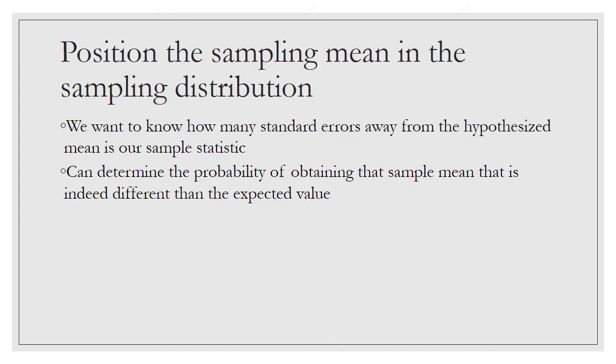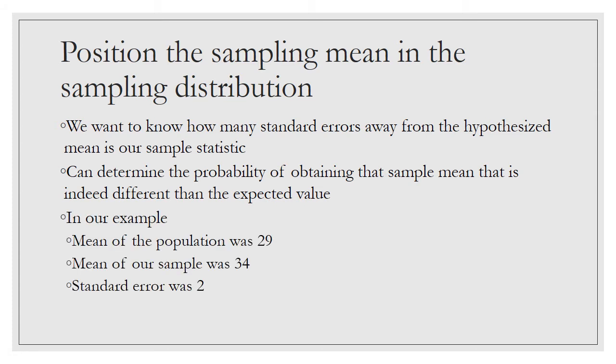So now we want to be able to reference or position where the sampling mean that we calculate is compared to this in the sampling distribution. I want to think about it as how many standard errors away is the hypothesized mean, the mean we thought about before we even had data, compared to the sample statistic, the statistic we actually computed. We can determine the probability of obtaining that sample mean that is indeed different from that expected value. So let's walk through our example numerically, and then we'll place it in that distribution.